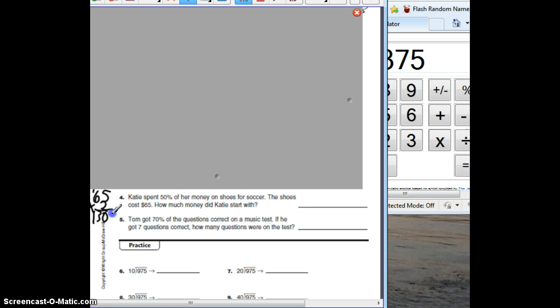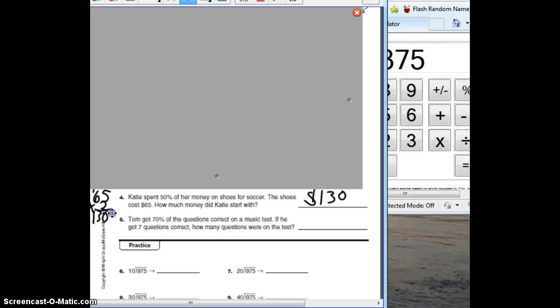130, so she must have started with $130 on that one. And then Tom got 70% of the questions correct on a music test. If he got 7 questions correct, how many answers must have been on the test?